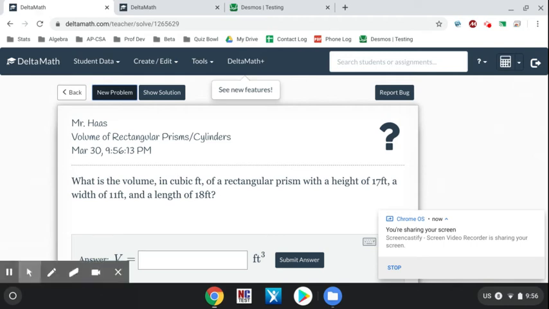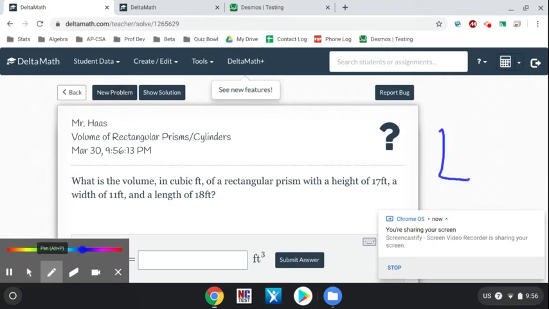Okay, we're going to be looking a little bit at volume. The first one it wants is a prism. So a prism is pretty much just a box. So you're talking about some kind of box type shape.